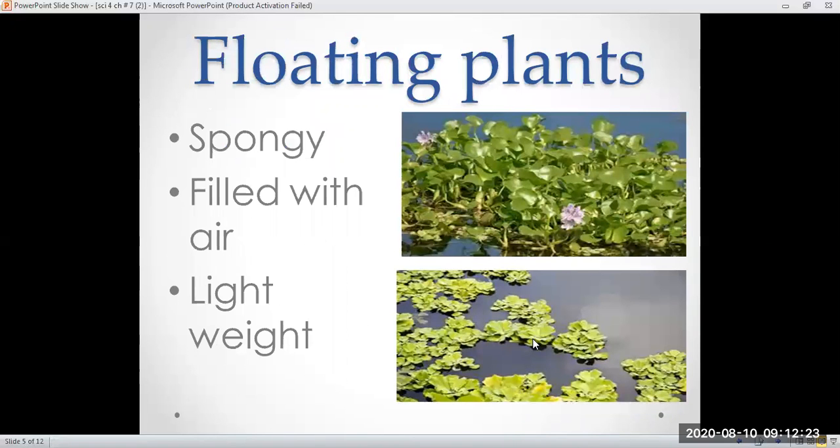The first one is the floating plants. They are very soft, like a sponge. So they are known as spongy plants, and they are filled with air. There is air inside them.